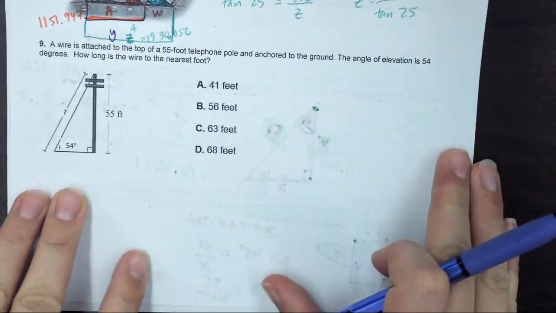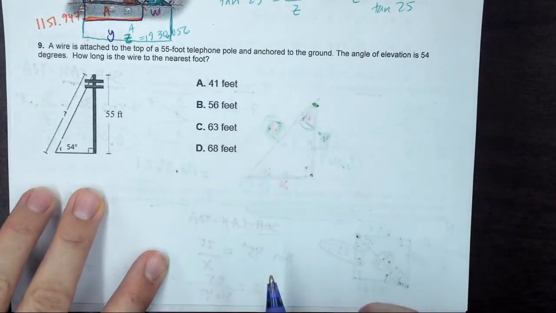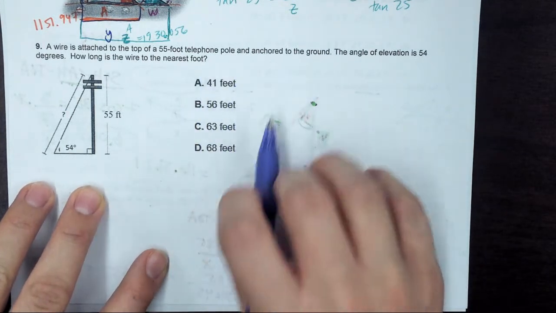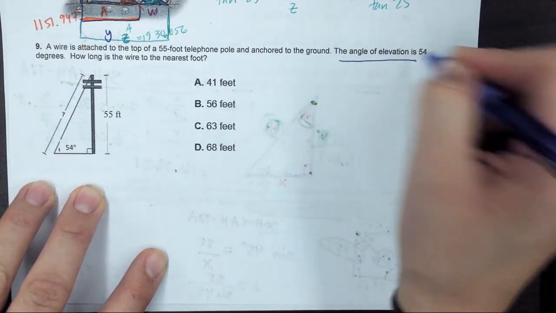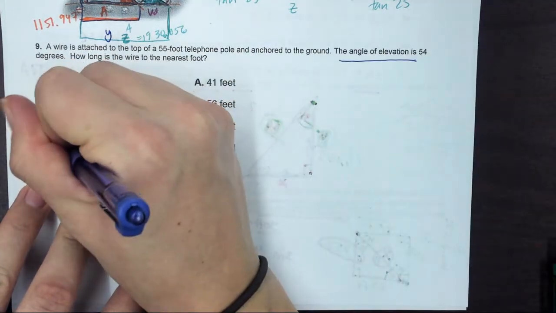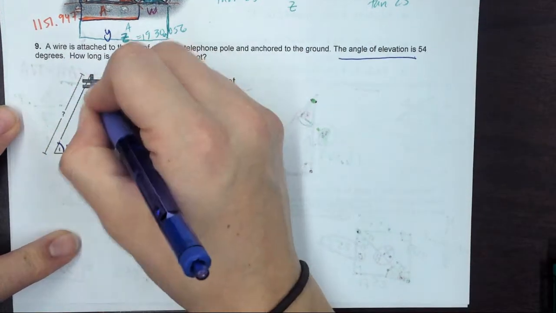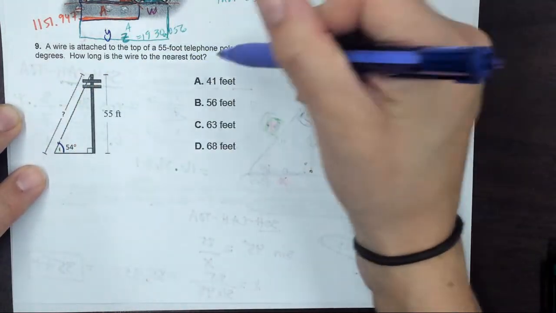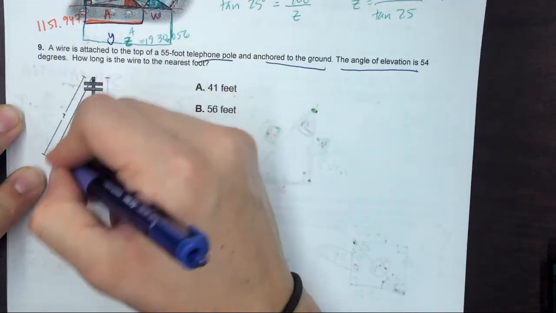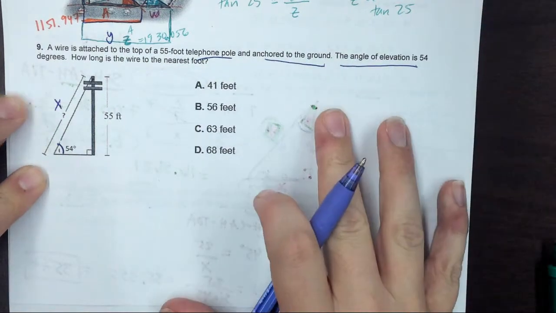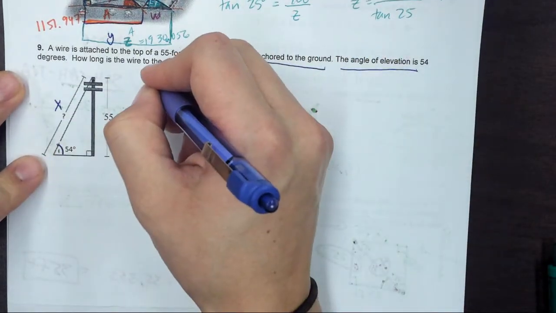Number 9. A wire is attached to the top of a 55-foot telephone pole and anchored to the ground. The angle of elevation is 54 degrees, so they already labeled that for you. That's nice. How long is the wire? The wire is anchored from the telephone pole to the ground, which means it's this side here, x, and they have a question mark for you too. So simple, right? SOHCAHTOA.